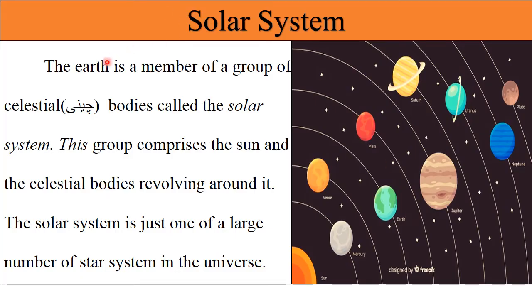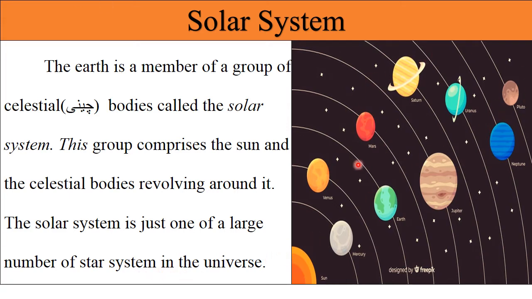The Earth is a member of a group of celestial bodies called the solar system. This is a simple definition of the solar system, and this is another definition. This group comprises the sun and the celestial bodies revolving around it. Celestial means heavenly bodies, and celestial means planets also. The solar system is just one of a large number of star systems in the universe.